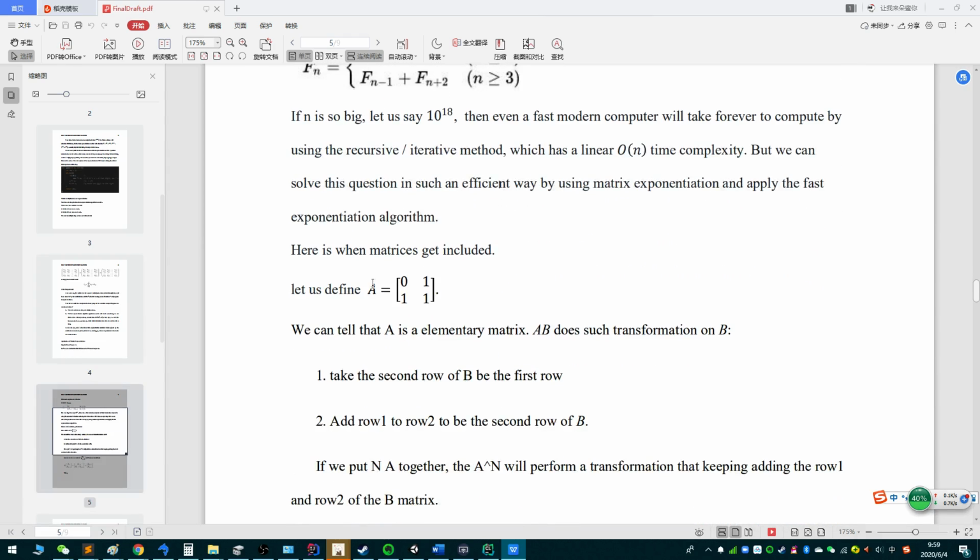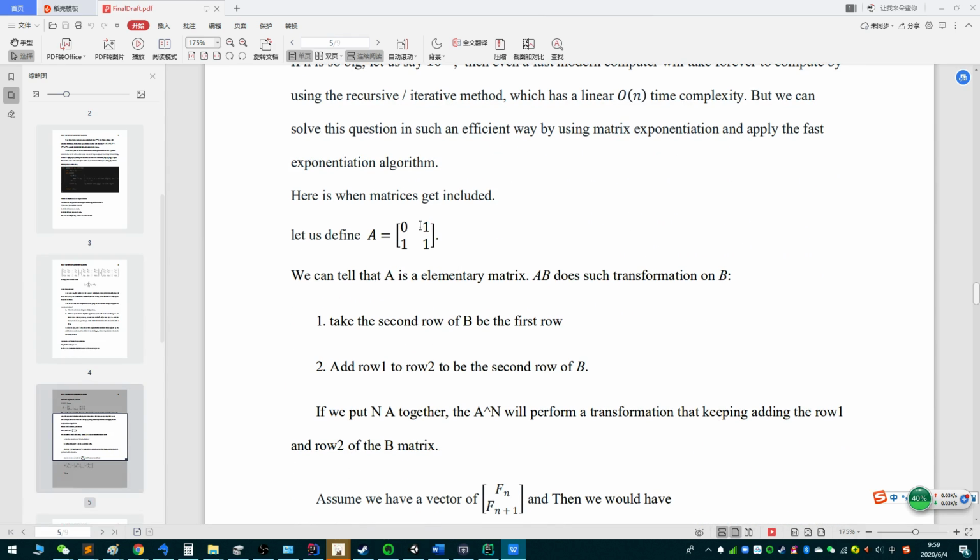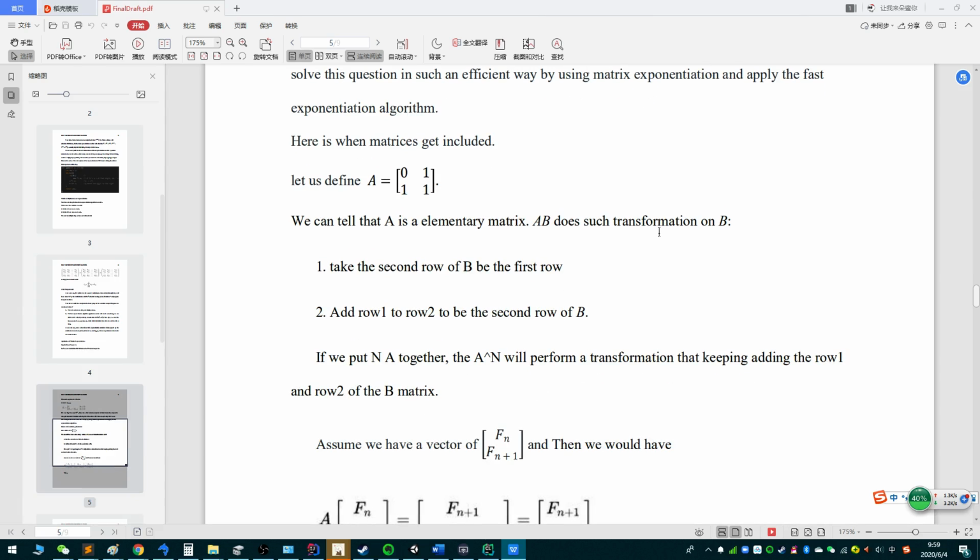Okay, let's define a matrix A to be 0, 1, 1, 1, and we can tell from what we learned in class that A is an elementary matrix, and A times B will do the transformation as follows. We take the second row of B to be the first row, and we add row 1 and row 2 to be the second row.